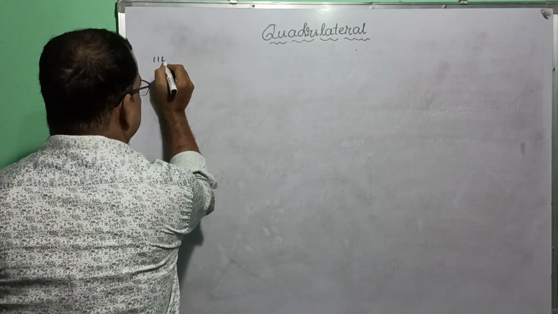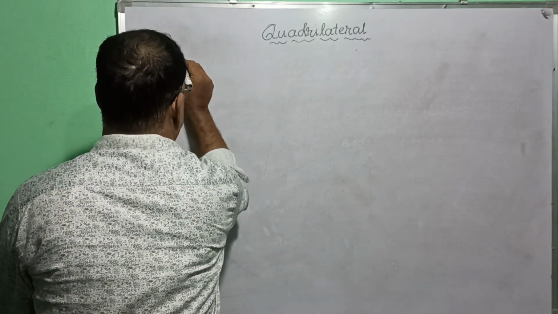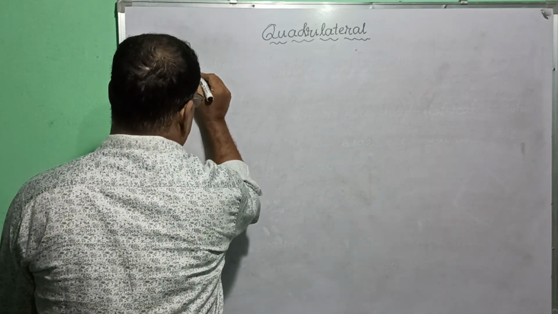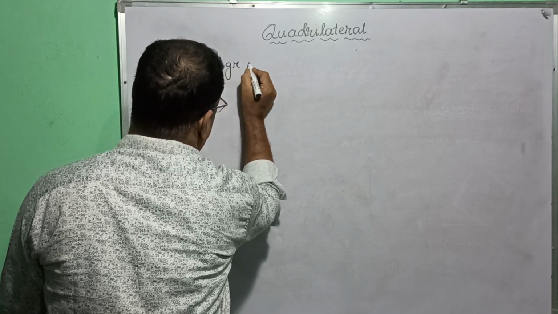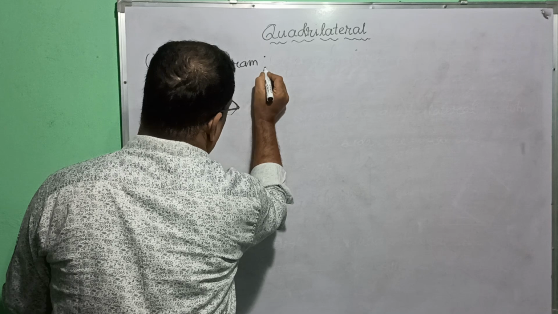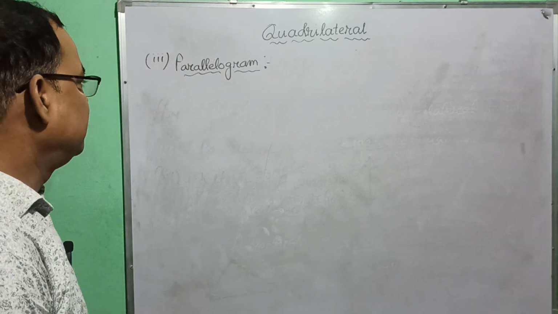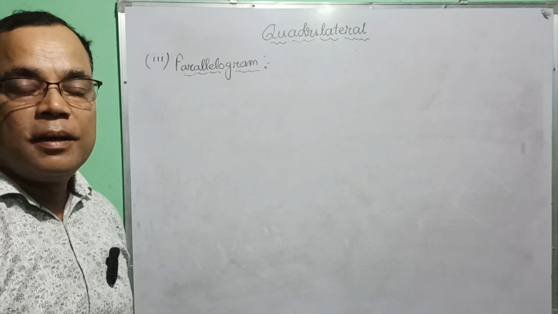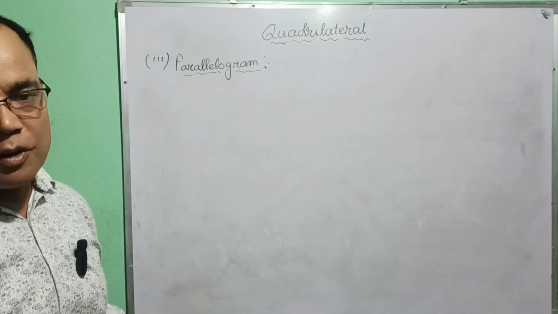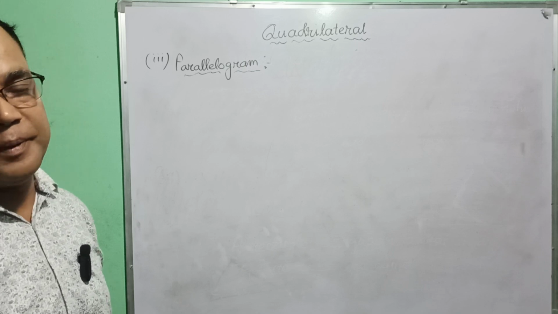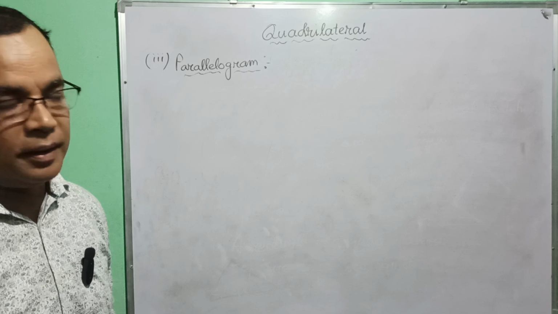So the third one we'll write parallelogram. So parallelogram also we can define in simple way. In this way, a parallelogram is a quadrilateral in which two pair of opposite sides are equal and parallel, or we can write it opposite sides are equal and parallel.